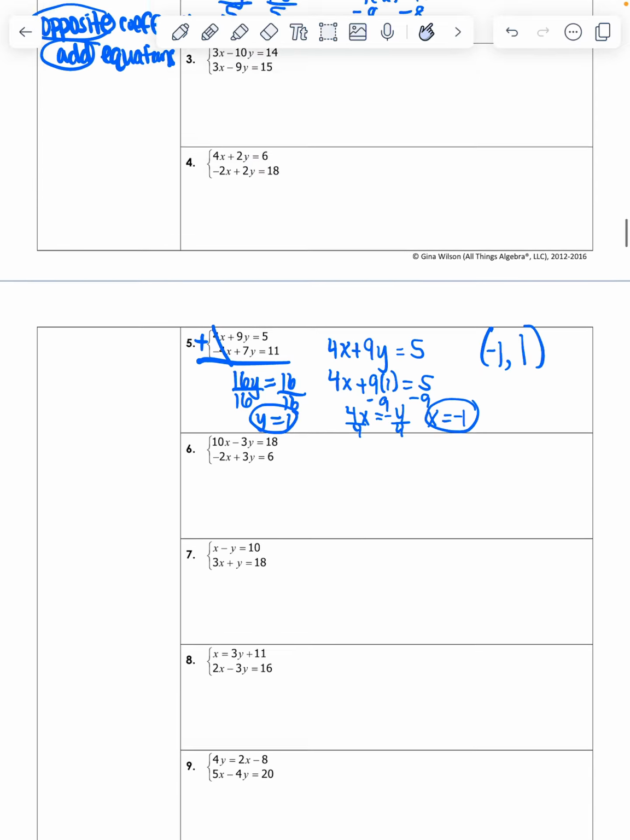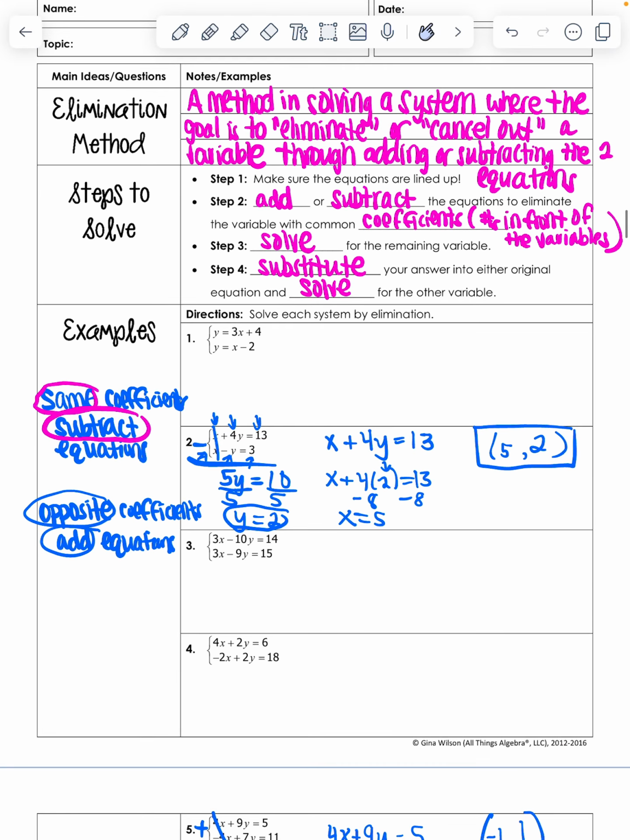So going back to the original front, let me just finish out some of these practice problems. Now, some of them you really have to make sure, especially if the questions are all mixed up, you have to really be able to understand: do I add the equations or do I subtract them? So number 3, we've got 3x minus 10y equals 14 and 3x minus 9y equals 15. Both of these equations are in standard form, so they're already lined up. Comparing the numbers in front of x and y, we've got 3x and 3x here, so 3 and 3. That means what we would do to solve this would be subtract because they are the same.